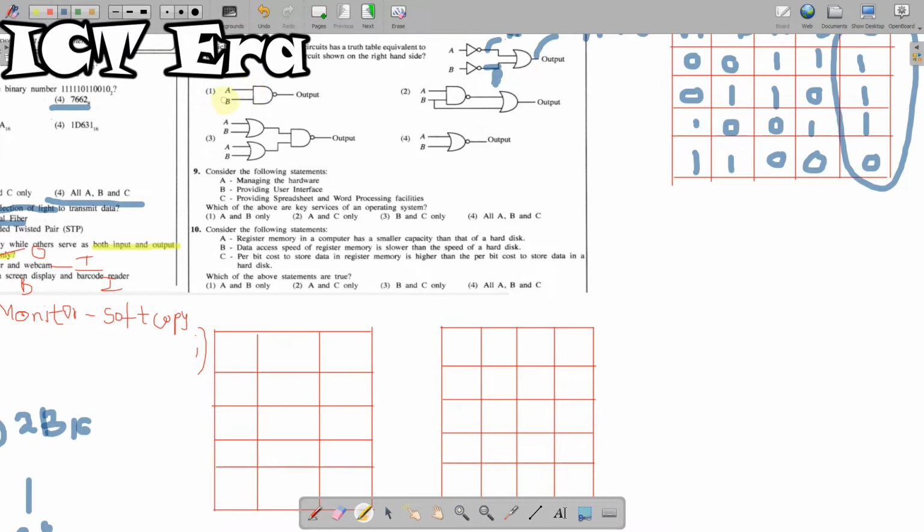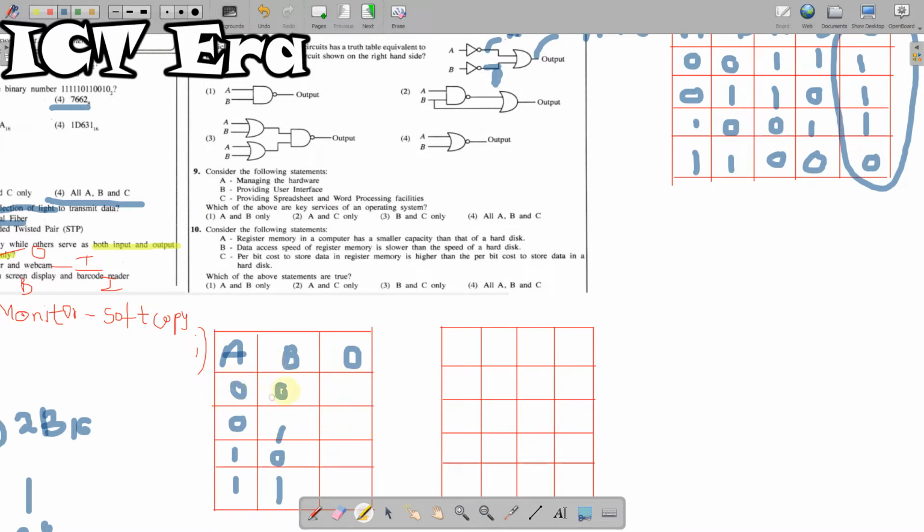Here A, B are connected to a NAND gate, so only 3 outputs: A, B, and here the O. So here 0, 0, 1, 1, 0, 1, 0, 1, then NAND gate, no? That means we have to multiply these values, and then we have to write the opposite one.